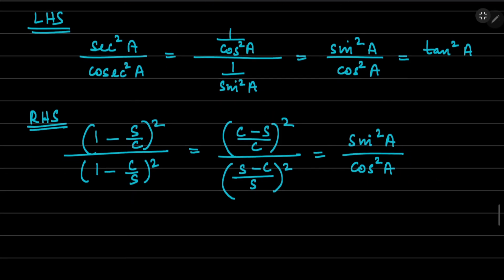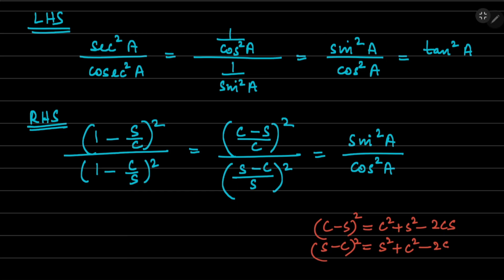Is it clear? All of you? So, what is cos minus sine the whole square? It is cos square plus sine square minus 2 sine cos. Sine minus cos the whole square is also equal to sine square plus cos square minus 2 sine A cos A. So, it will get cancelled out. Okay, so these are the same. So what is that equal to? This is also equal to sine square by cos square is equal to tan square A. So you can write therefore LHS is equal to RHS. Hence proved.